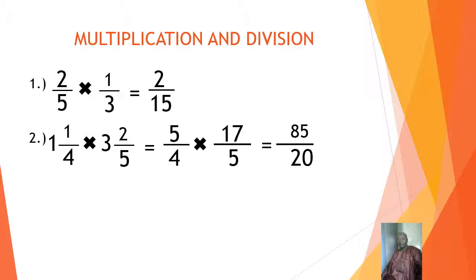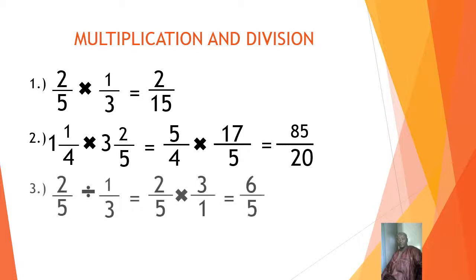Our next example is on division. Let us look at this simple example. 2 over 5 divided by 1 over 3. The division sign in this case will be converted to multiplication, and the fraction to the right hand side would be reciprocated. In this case, it becomes 3 over 1. Then the normal multiplication should be done for the numerator and the denominator by saying 2 times 3, which is equal to 6, and 5 times 1, which is equal to 5.